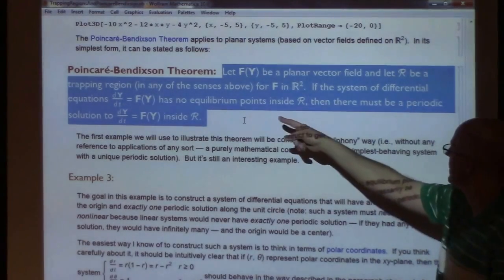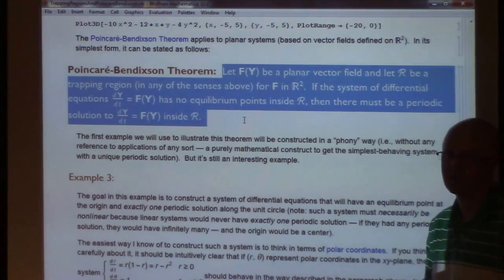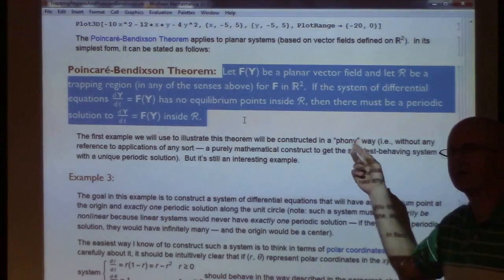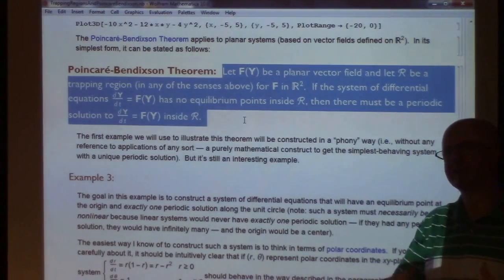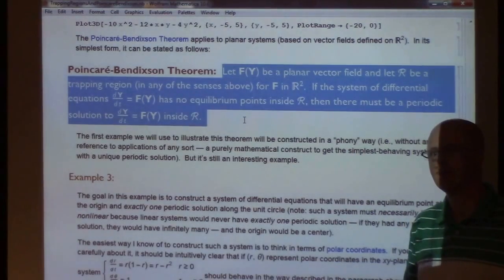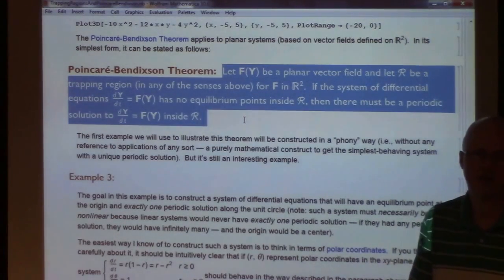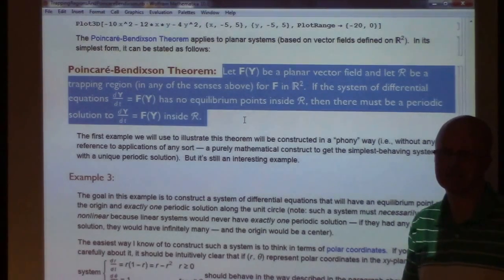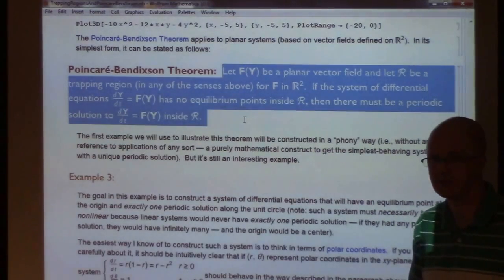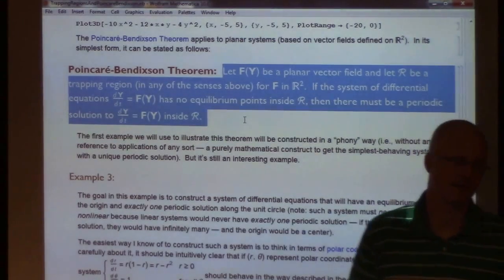If the system has no equilibrium points inside the trapping region, then there must be a periodic solution. Okay? This is actually not the way the Poincare-Bendixson theorem is usually stated, but it's equivalent to it in its simplest form. And the most significant form in terms of how you'd want to prove the existence of periodic solutions, which is a pretty significant thing. To show that periodic solutions exist in general, if that's a difficult thing to do, this is one of your main tools to do that kind of thing.